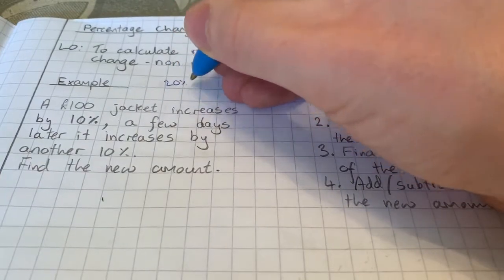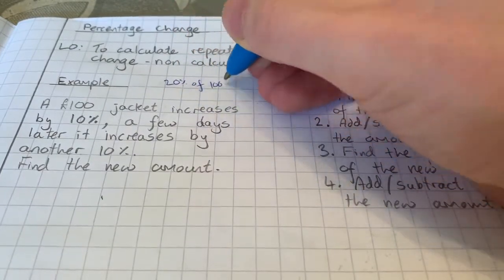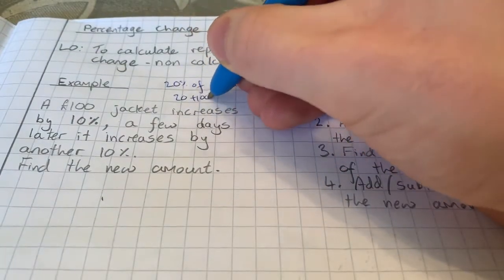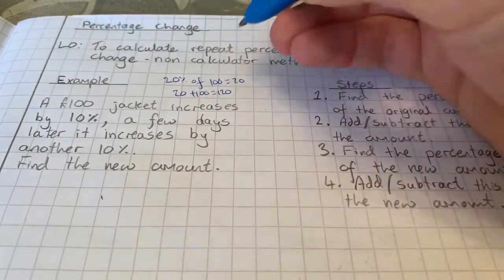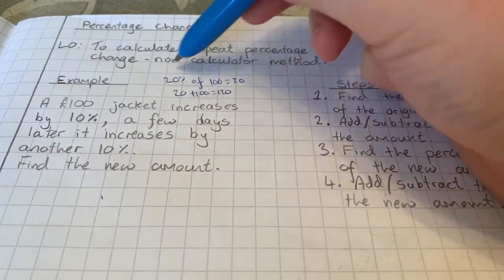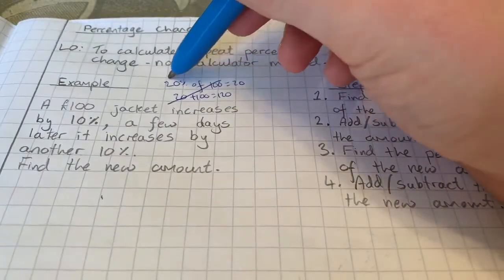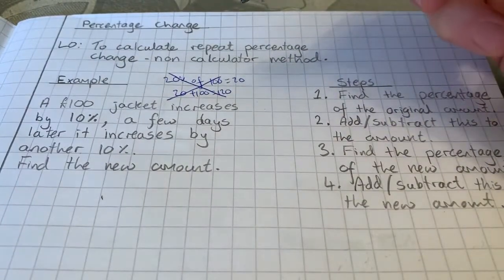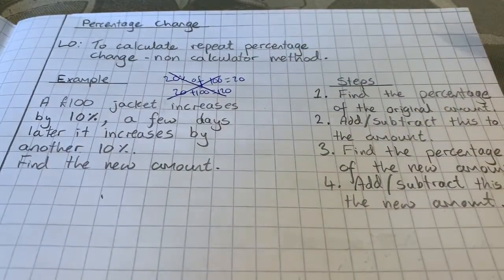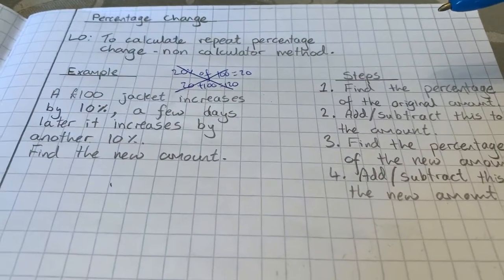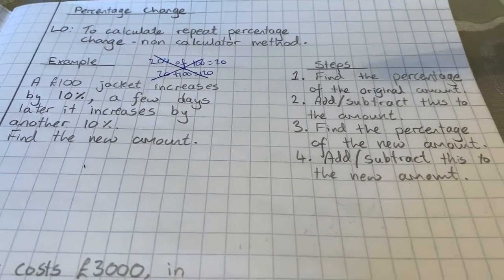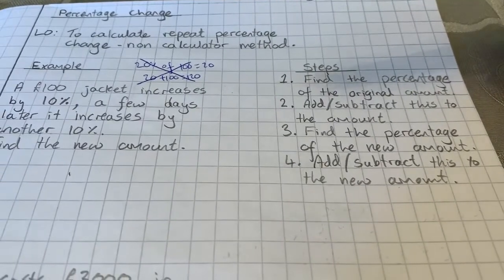So 20% of 100 is 20. 20 add 100 is 120. Okay. That is not what we're doing. So we're going to put a cross through that so you know that is not what we're doing. So we're not increasing it by this. So I'll go through the steps. It's fairly systematic if you go through it bit by bit.